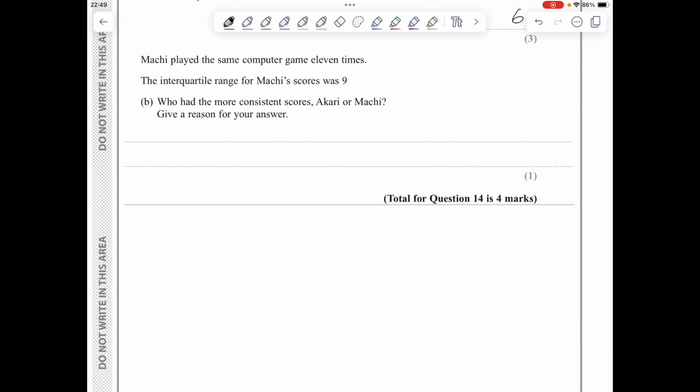For part B, recall that higher consistency is being implied by lower interquartile range. And in this case, Akari has a lower interquartile range, therefore these scores are more consistent.